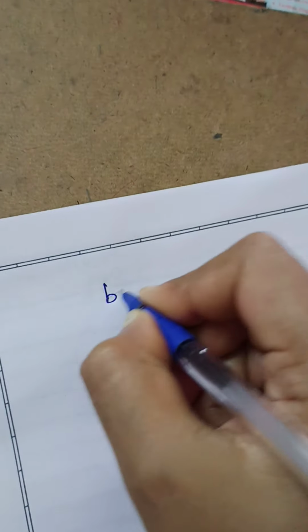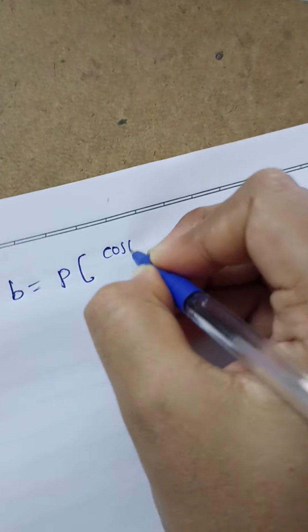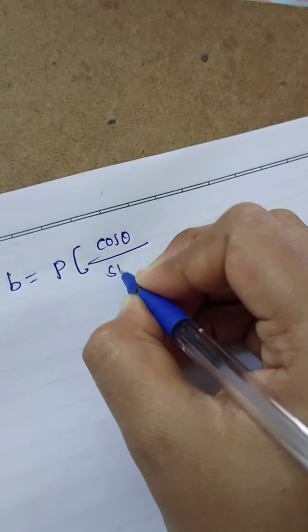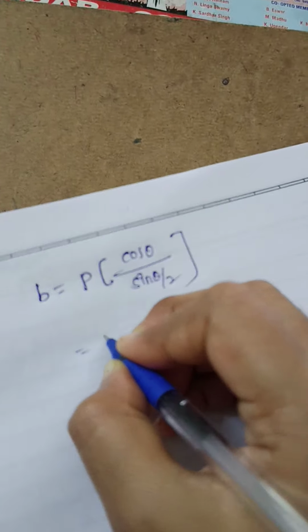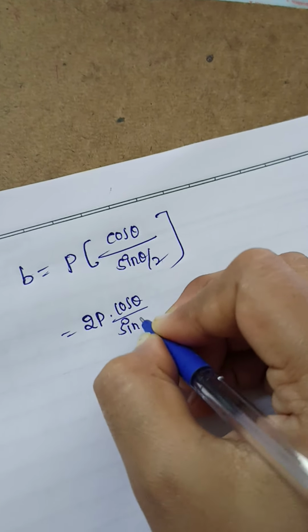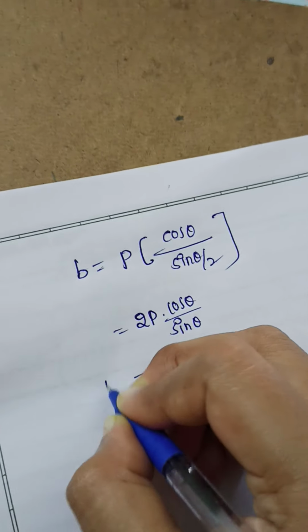So B is equal to P into, in the numerator, cos square theta by 2 minus sin square theta by 2, which is cos theta. In the denominator, sin theta by 2 cos theta by 2, which is sin theta by 2. So take 2 in the numerator: 2P cos theta by sin theta. Cos by sin is cot. 2P cot theta. This is the value of B.